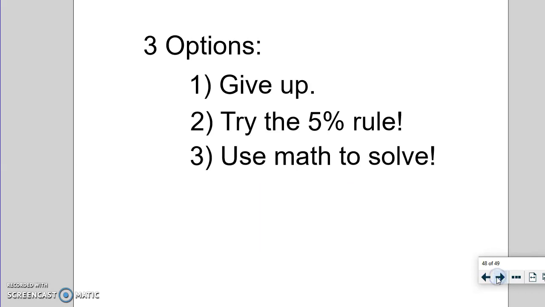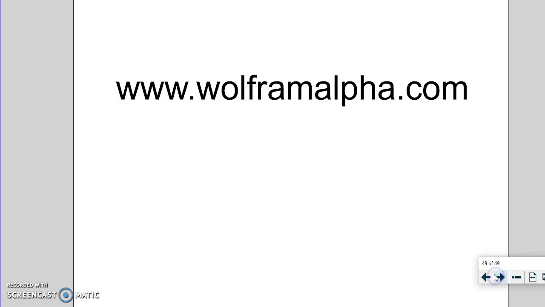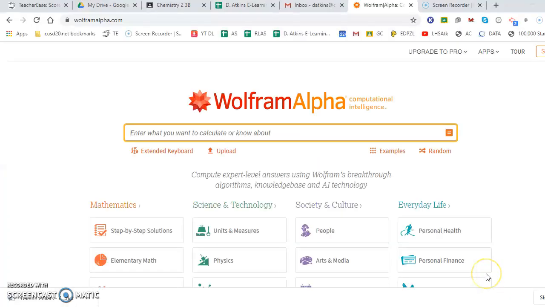Well, there's lots of places that'll do math for you. The one that I usually use and recommend, it's quite nice, is Wolfram Alpha. So what we're going to do now is go to Wolfram Alpha and solve this equation. It's going to look something like this.